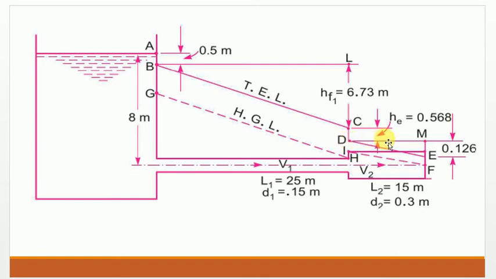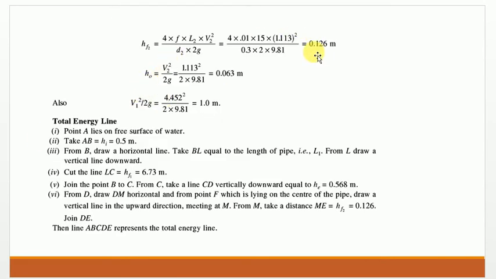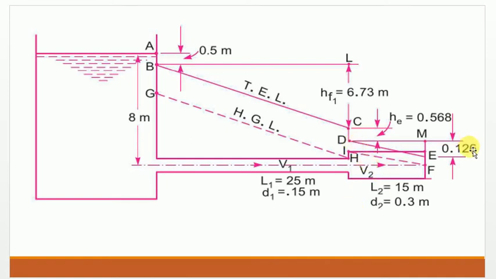Then what happens? From pipe 2 we will again have head loss due to friction. On pipe 2 we have found it to be equal to 0.126 meter. From D measure 0.126 meter and mark a point at the exit of the pipe, till the end of the pipe. So this will be the end of the pipe. Connect point D and E. This will be the head loss due to friction in pipe 2.